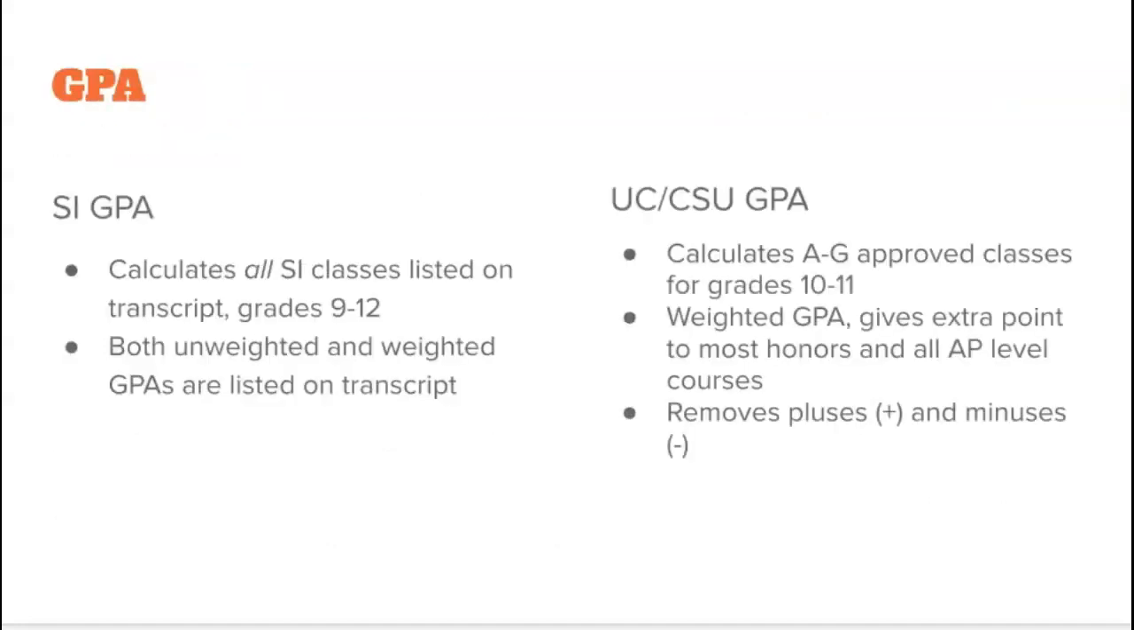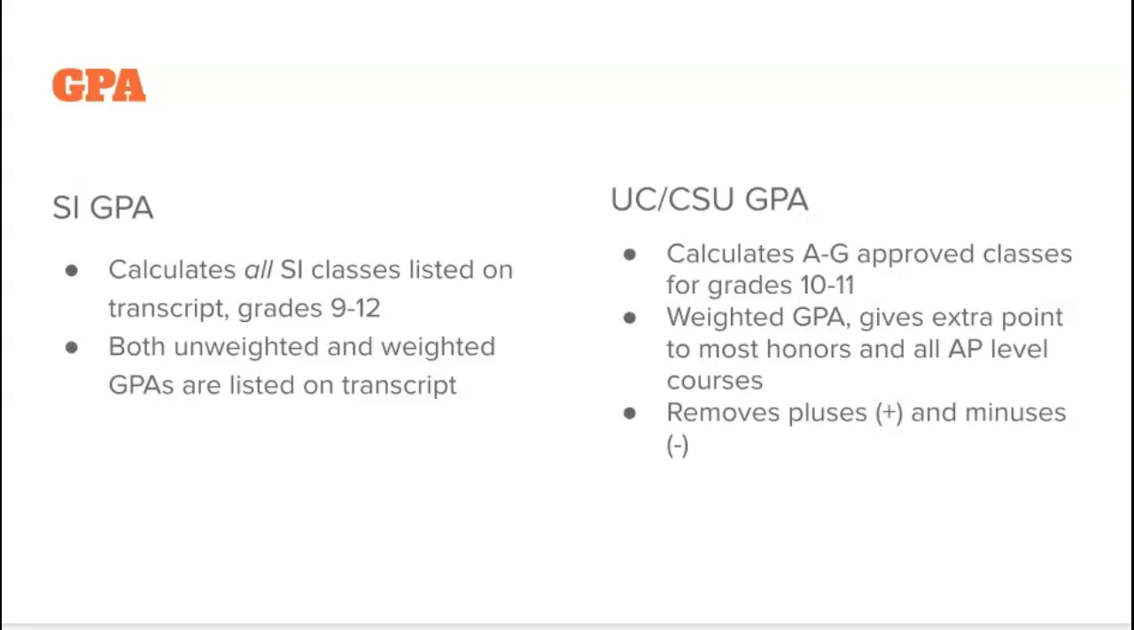The GPA becomes even more important in your sophomore year, and here we'll go over why. I want to share with you a little bit about how a GPA is calculated and the difference between SI GPA calculations and how the UCs and CSUs calculate their GPA. So first, the SI GPA includes all classes that are listed on the transcript in grades 9 through 12. And on your SI transcript, you'll see when you look at it with your counselor that there's both an unweighted and a weighted GPA listed on your transcript.